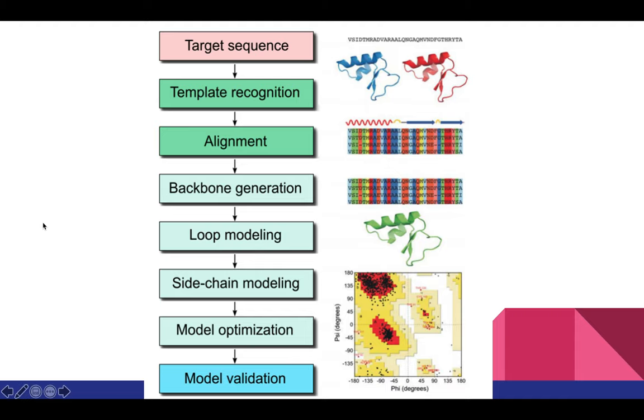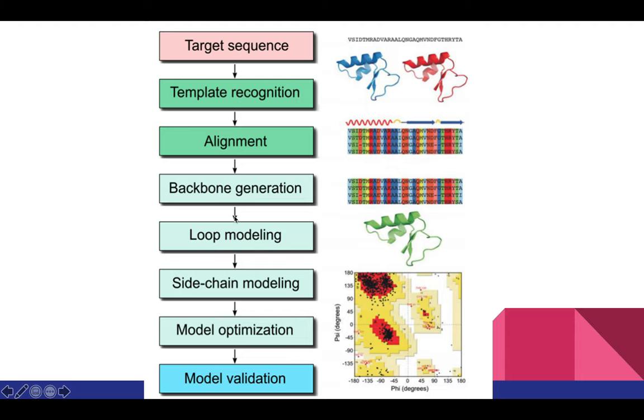So overall, you need a target sequence. This is what a lot of the tools online, or even your own software, do. They recognize the template via template recognition. They do the alignment if you have more than one template, but usually one is enough. Then they generate the backbone to determine what makes up the protein, whether it has a domain, which domains, and so forth.